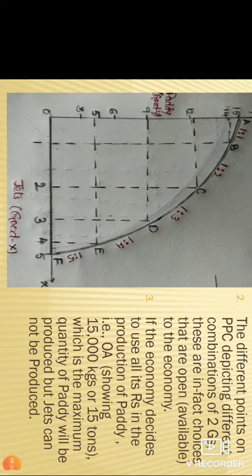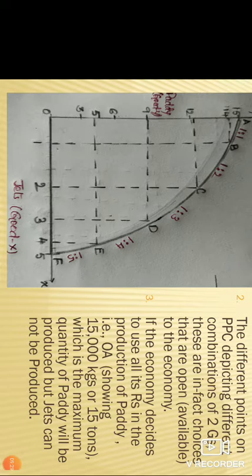Last one, moving from E to F. We are sacrificing all the units of paddy. That is, we are producing 0 paddy and an addition of 1 unit of jets, that is 100 additional jets. How much are we sacrificing? From 5 to 0, we are sacrificing all 5 units of paddy. There is no production of paddy in the F combination. Only 500 jets we are producing.